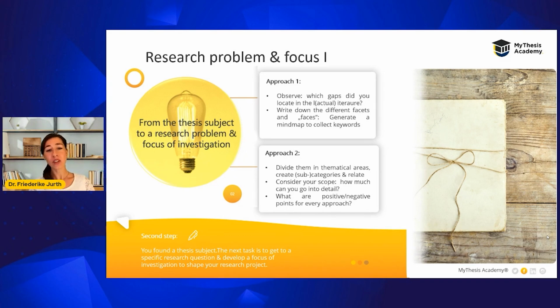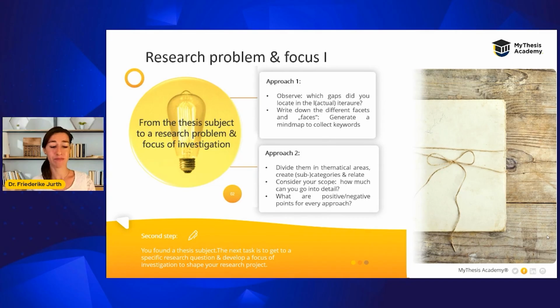So the first approach that I would take if I had to choose a research problem, and to get to my focus, I would observe the gaps that you locate in the actual literature, then write down the different phases and facets. So you can start with the generation of a mind map where you collect keywords just to get in a flow and just to get a certain overview on what is interesting for you and what is part of this very gap.